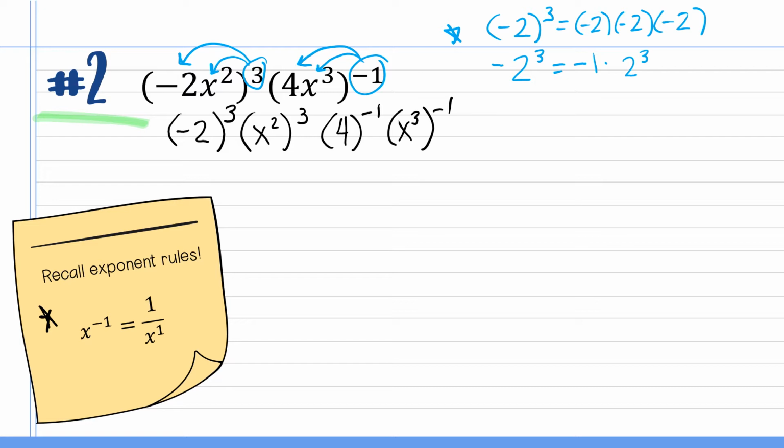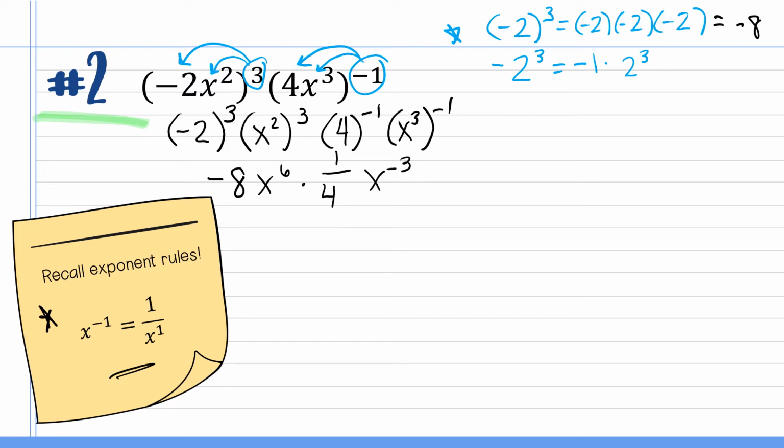So negative 2 to the 3rd would be negative 2 times negative 2 times negative 2, which gives us negative 8. And then just like our exponent rules in number 1, we have x squared raised to the 3rd. We can go ahead and multiply those together. So we get x to the 6th times. Then we have 4 to the negative 1st power. So using our exponent rules, I'm actually going to write that as 1 over 4 to the 1st power, which we can also just write as 1 over 4. And then we have x cubed raised to the negative 1st power. So this is very similar to this part back here, where we can go ahead and just multiply those two together. And I'm going to write this as x to the negative 3.